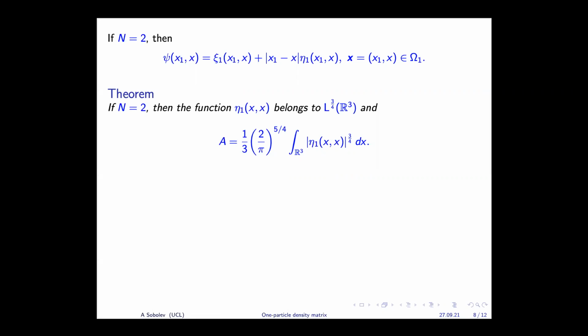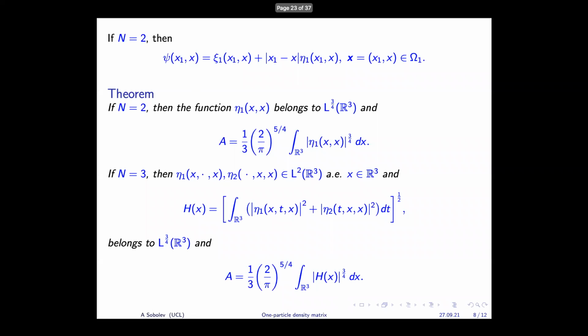If we take this function eta on the diagonal, so xx, then this function will belong to this funny L space, L3/4, so it is less than 1. And this integral will give you exactly the coefficient A. But the fact that it belongs to L3/4 needs to be checked. It needs a proof. It is not clear from the start. So this is the two-particle case.